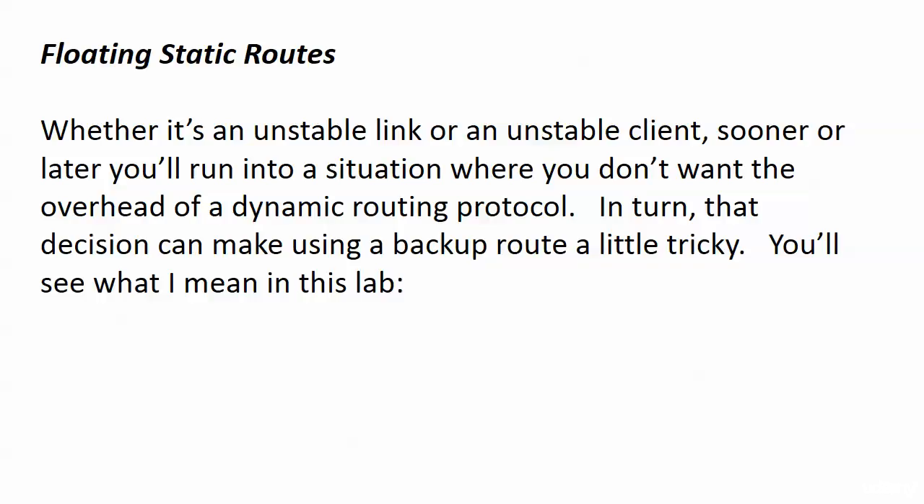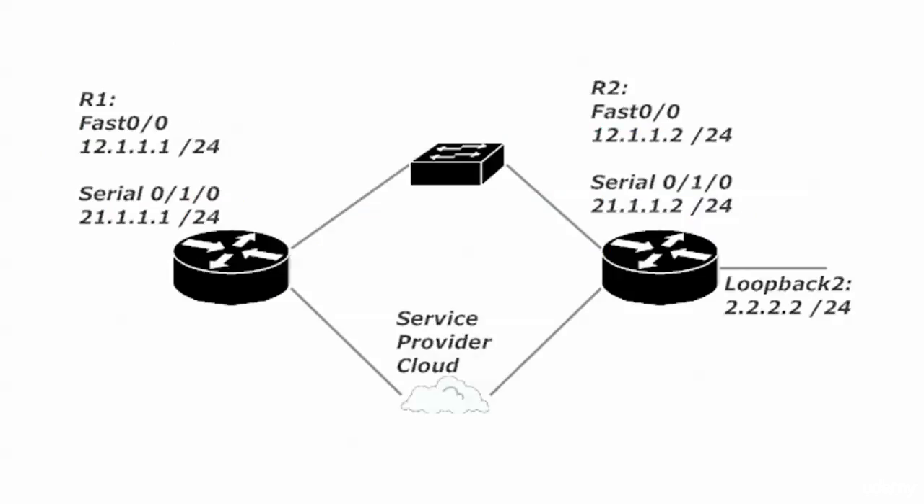Now, if that sounds a little fuzzy to you, that's fine, because I'm about to unfuzz it for you with this diagram. And here's our lab. Here we've got two links, two different ways for packets to get from router 1 to router 2's loopback: over the broadcast segment, the FastEthernet network of 12.1.1.0/24, or over the serial link through the service provider cloud at 21.1.1.0/24. Now, we've seen a network kind of like this already, and you put RIP on it. We know we'd have equal cost load balancing, etc.